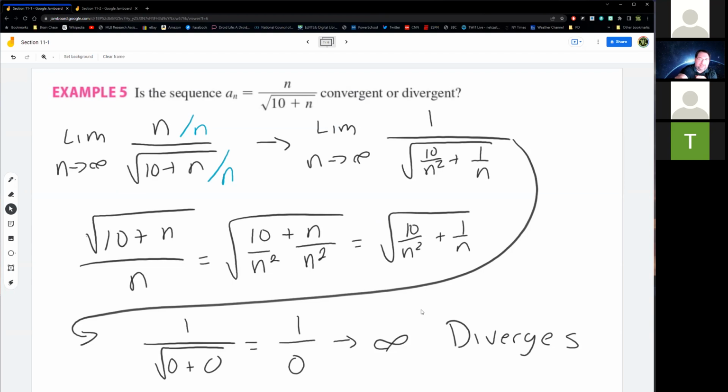Correct. Exactly. That's why this method works, because it's basically going to get rid of everything that's going to go to 0 at that point. Okay, that makes more sense. Thank you. No problem.